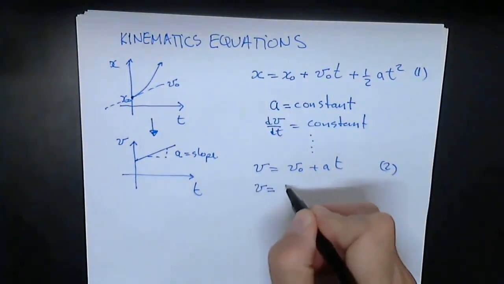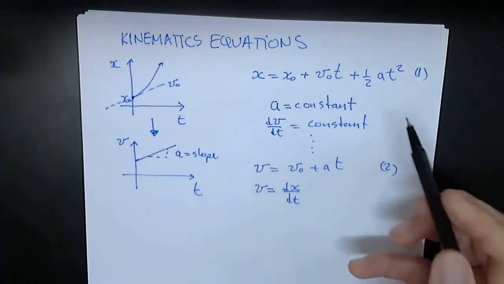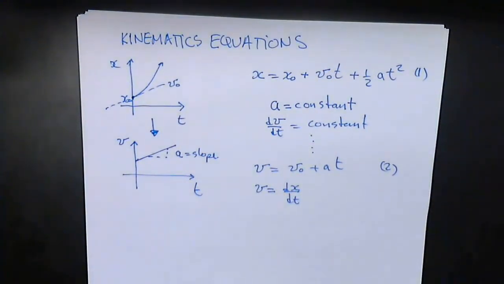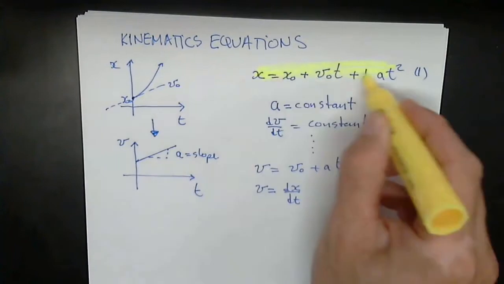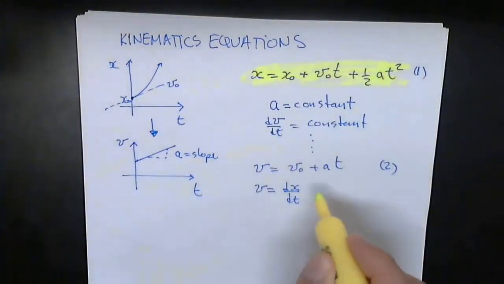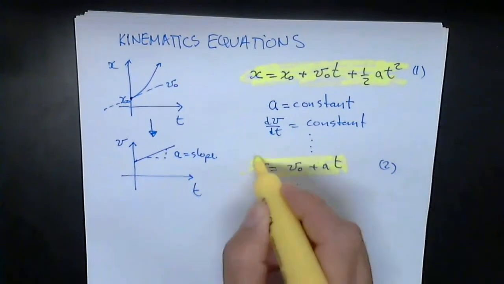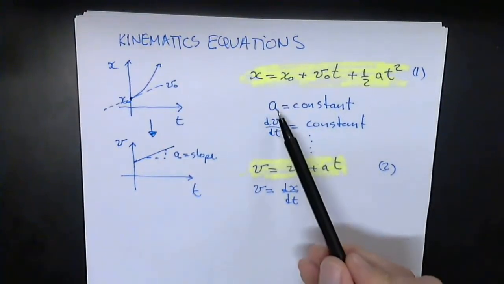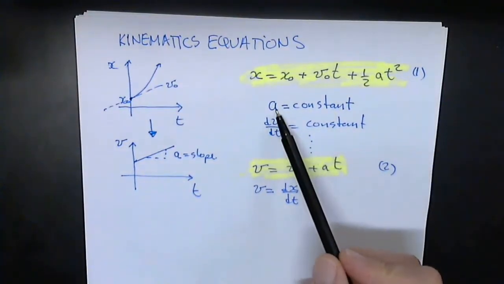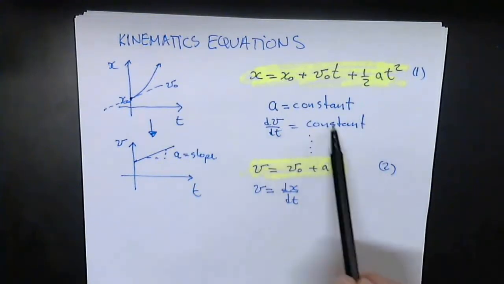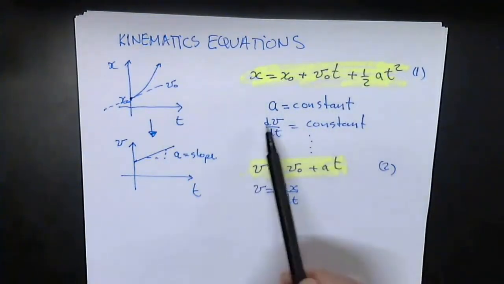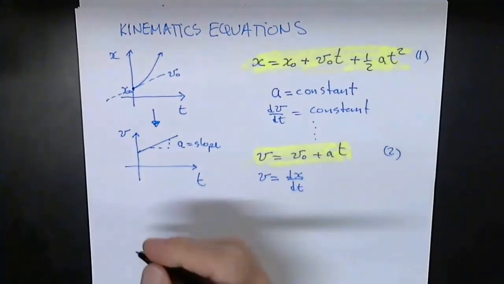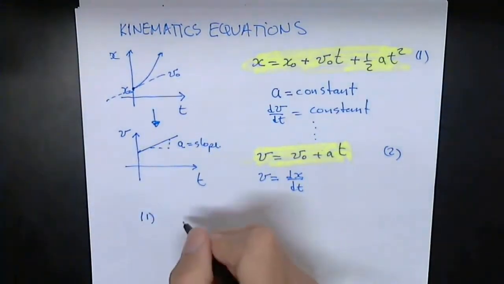Remember that the velocity is dx/dt. So if you take the derivative of this, this is what you get. These are the most important equations of the kinematics equations that we are going to study, because these come from experiment and from calculus. If the acceleration is constant, we integrate this equation 2 times and we get that one. If we integrate this equation 1 time, we get this one. So this is what you have to keep in mind.